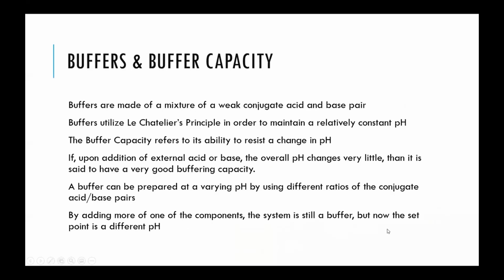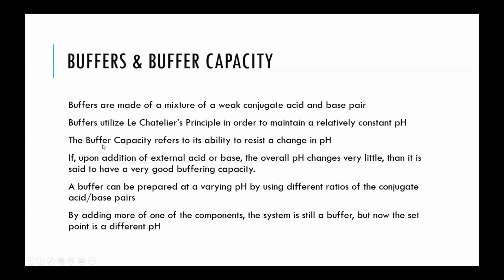And a buffer capacity refers to the ability to maintain that pH or resist a change in pH. These buffers are incredibly important in many types of biochemistry settings where different enzymes, different proteins and things only work at a very, very specific pH. So it needs to be buffered or be prepared in a solution that resists any large fluctuations in order to maintain that constant pH.